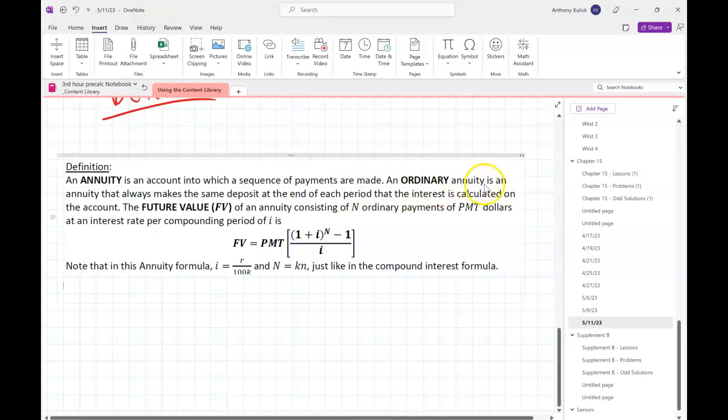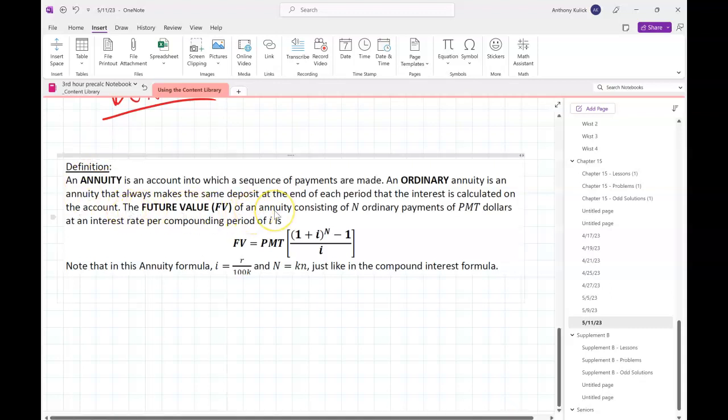An ordinary annuity is an annuity that always makes the same deposit at the end of each period that the interest is calculated on the account. Most of the things that we would do would be ordinary annuities, whether you're saving for retirement or you have a loan. Typically, you're making the same payment over and over again.